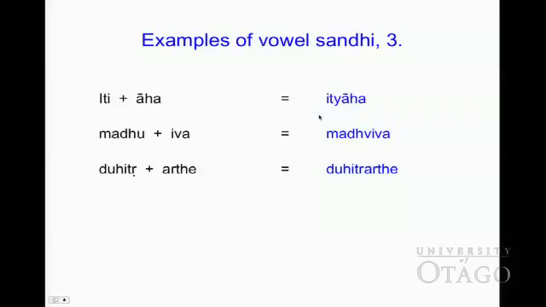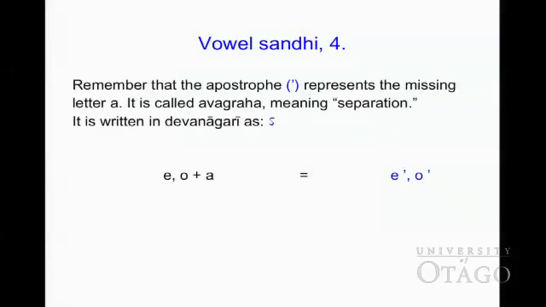Now next, see rule number 4. We see examples of vowel sandhi, rule number 3. Iti plus aha will be ityaha. Matu plus iva will be matviva. Duhitri plus aute will be duhitraute. This is an example of rule number 3. Rule number 4.